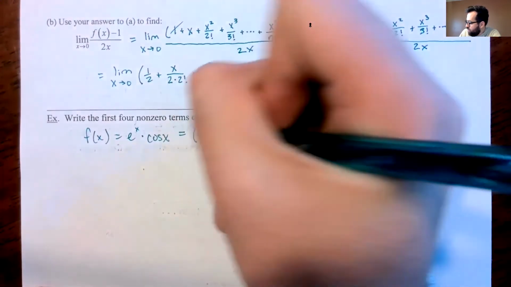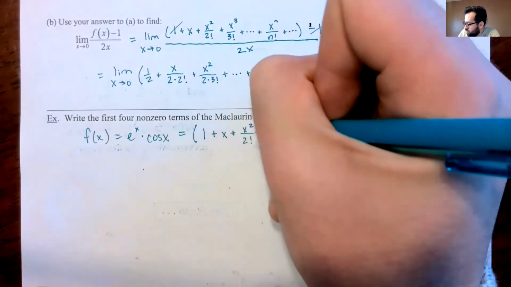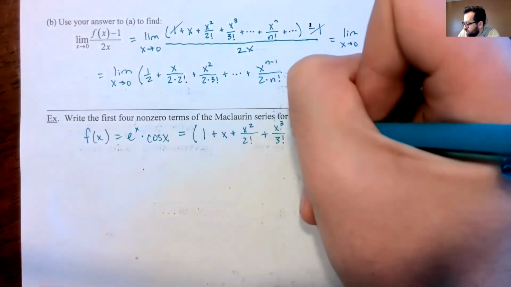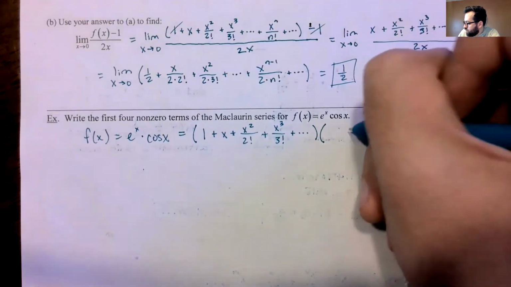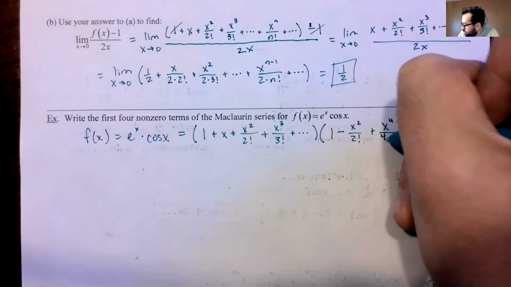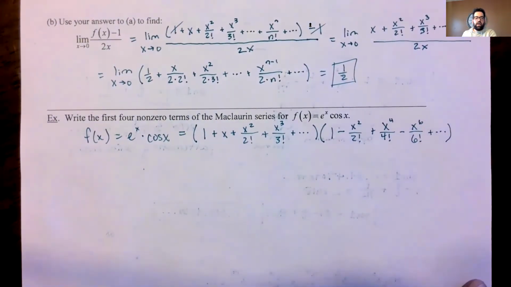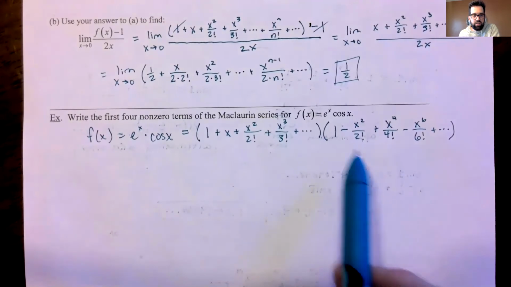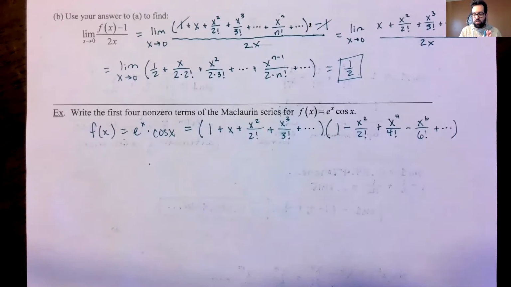So we have 1 plus x plus x squared over 2 factorial plus x cubed over 3 factorial, etc., times the series for cosine of x, which is 1 minus x squared over 2 factorial plus x to the 4th over 4 factorial minus x to the 6th over 6 factorial, etc. And so the idea is that we're multiplying these two series together, and we're trying to find the first 4 non-zero terms. Now, the terms are always organized by power, so it goes in order from lowest power to greatest power, which is most likely eventually infinity.